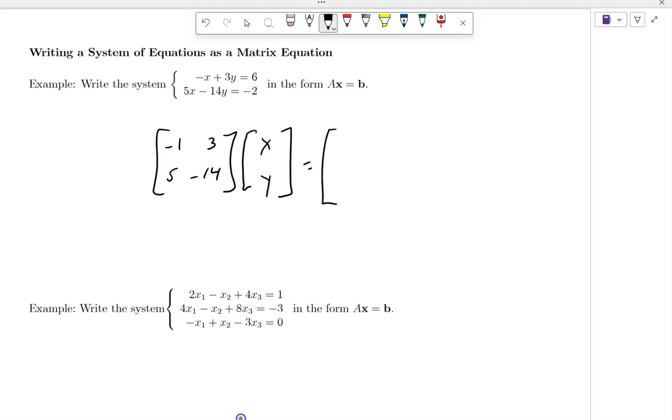So what do you think needs to be on the right-hand side? Well, it better be another column vector, and make sure that we understand why. Our coefficient matrix here is a 2 by 2. This is a 2 by 1. When we're done, what should the product dimensions be? 2 by 1 again, right? So it better be a column vector when we're done. What do you think should go in that column vector? The constants, right? The 6 and the negative 2. Yeah, that's exactly right. So this is writing a system of linear equations in matrix form.